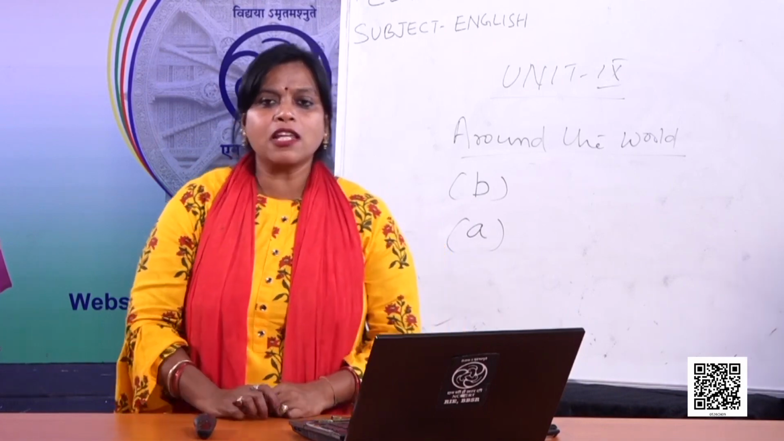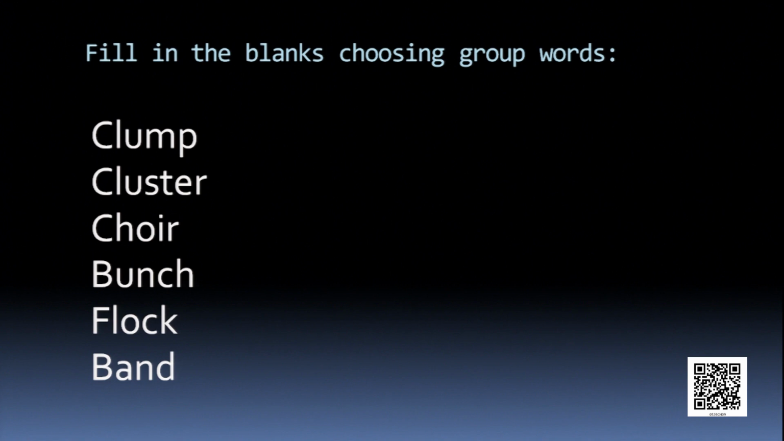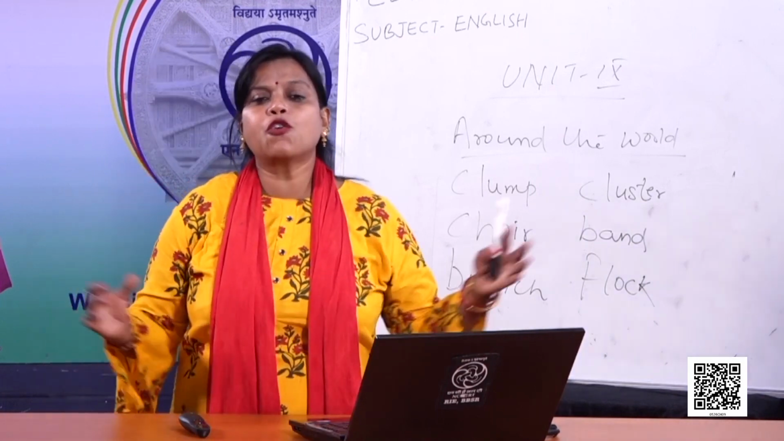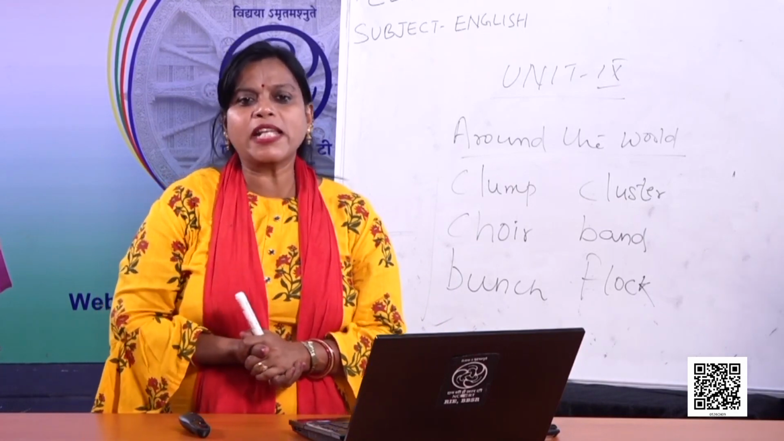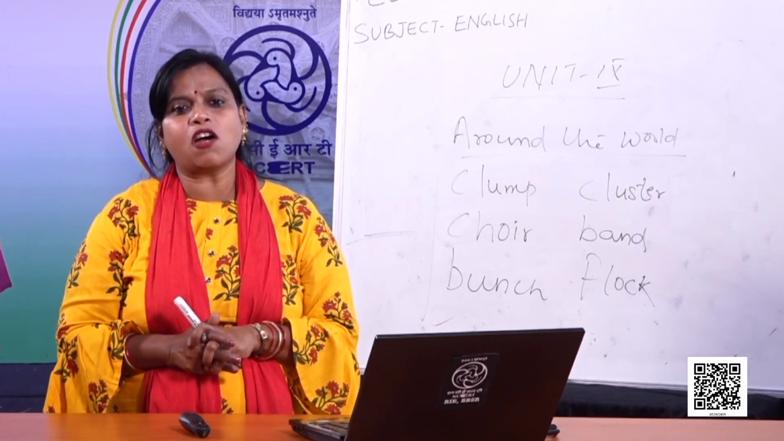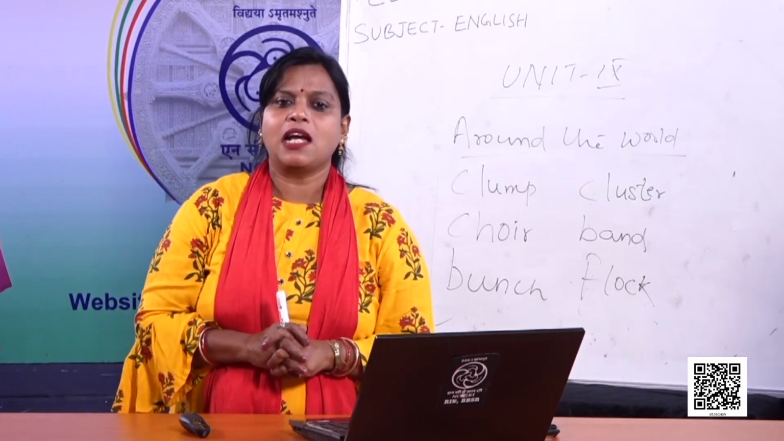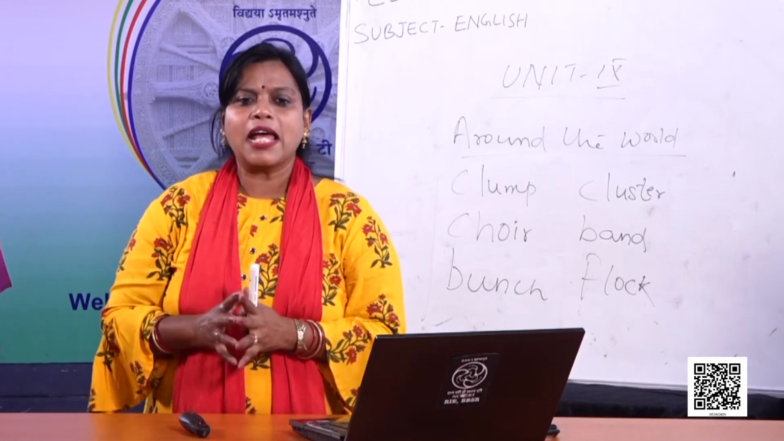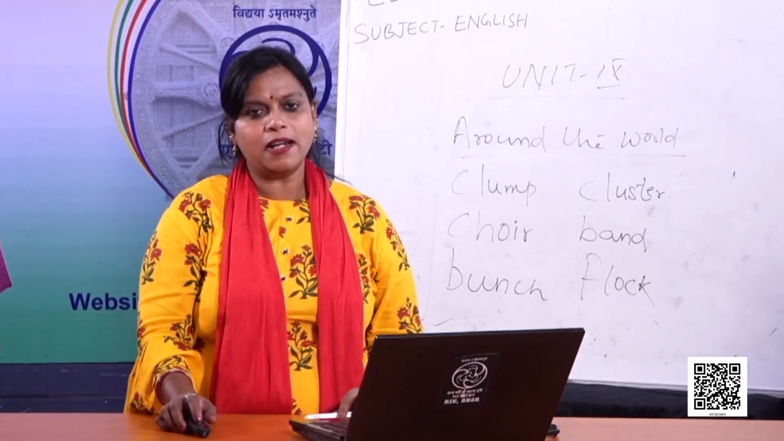Now fill in the blanks choosing group words. What are the group words? Clump, choir, bunch, cluster, band and flock. What is clump? Clump is a group of trees. See, notice it, a group of trees is called a clump. What is cluster? A group of stars. And what is choir? A group of singers is a choir. Bunch of flowers. Flock of fish, flock of birds. And band, a group of people singing or doing some music, all these are bands.